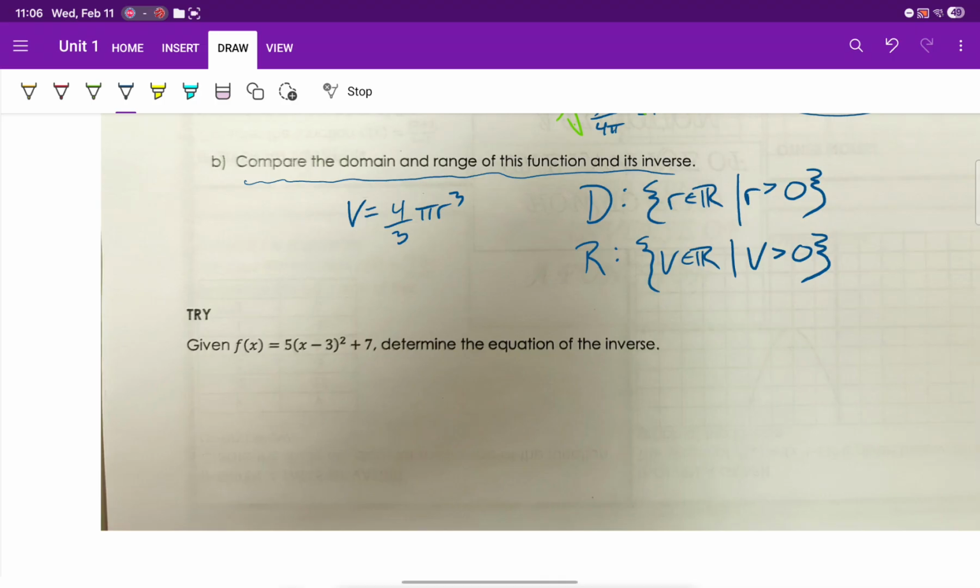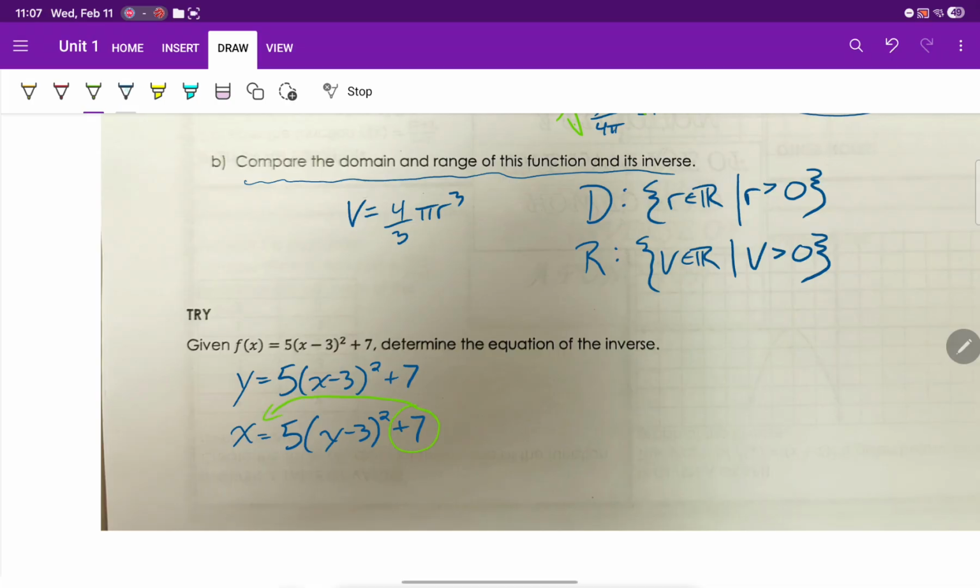Last one here. Given this function f of x equals 5 bracket x minus 3 squared plus 7, determine the equation of the inverse. You can pause the video. I'm going to go over the question now. We're going to rewrite this as y equals 5 bracket x minus 3 squared plus 7. We're going to swap our x and our y: x equals 5 bracket y minus 3 squared plus 7.